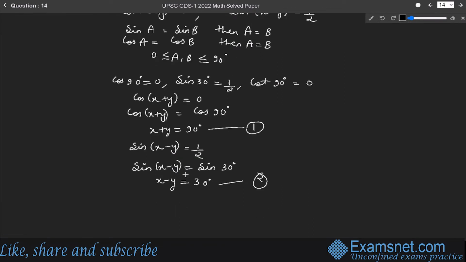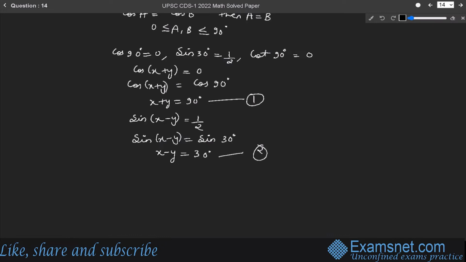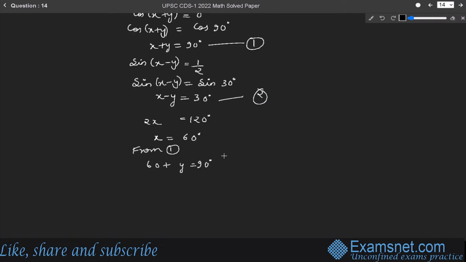Now from equation 1 and 2 we will get 2x equal to 120 on adding both the equations. So x will be equal to 60 degree. Now putting x in equation number 1, we get 60 + y = 90 degree. So the value of y will be 90 minus 60, which is 30. We can see that x is 60 and y is 30.